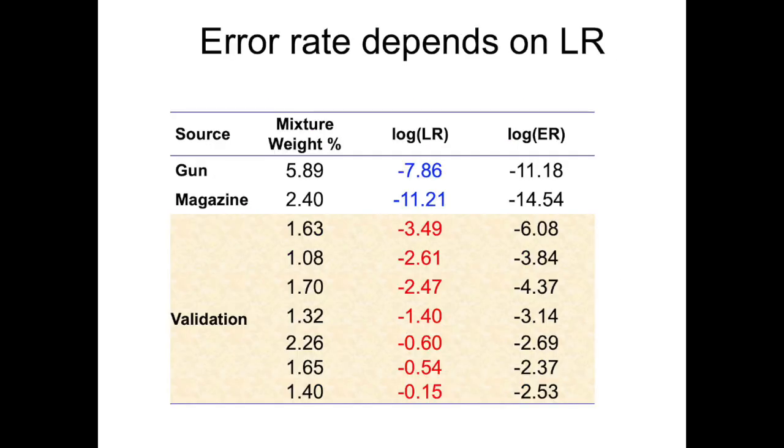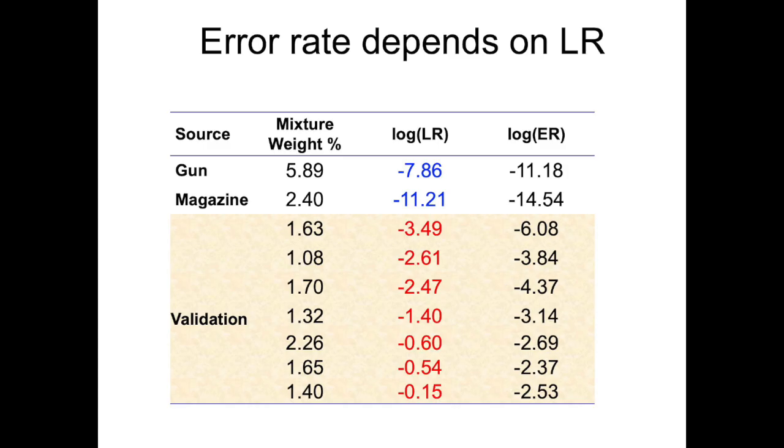And here are the actual numbers. The case has begun in the magazine. The mixture weights are 5 and 2.5%. The log LRs are -7, -11, with very solid error rates. And from this validation study, we see very much smaller LRs. Some of them are -0.5, the bottom one's -0.15. So these are very small log LRs. What do they have to do with the LRs in the case?